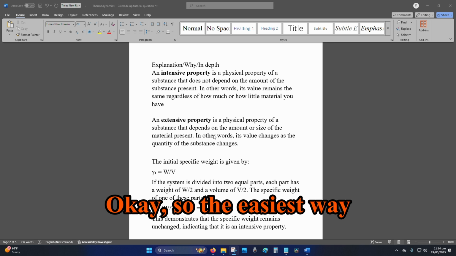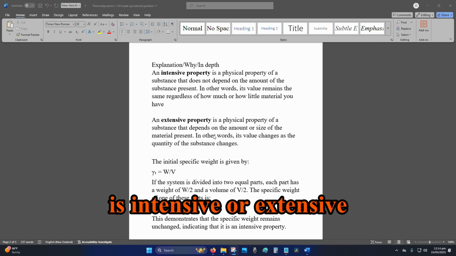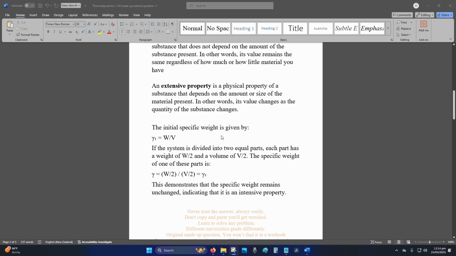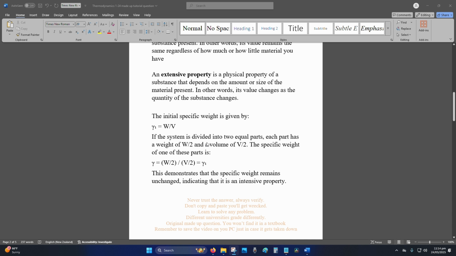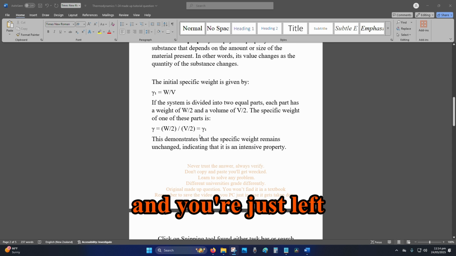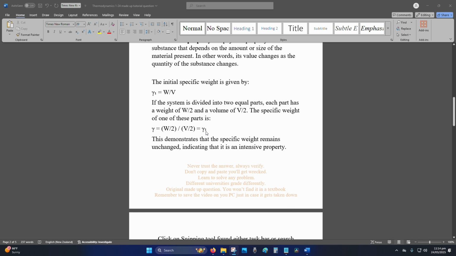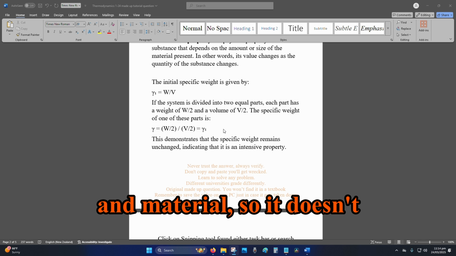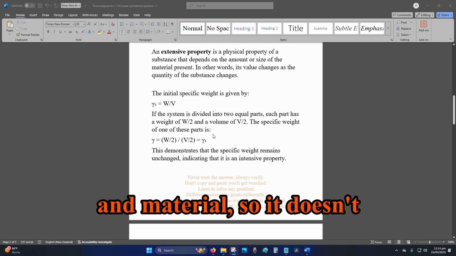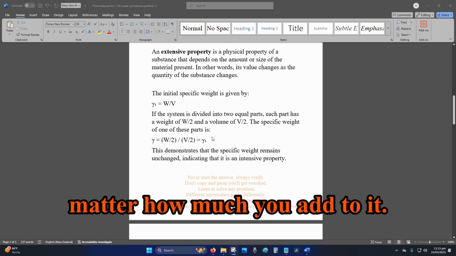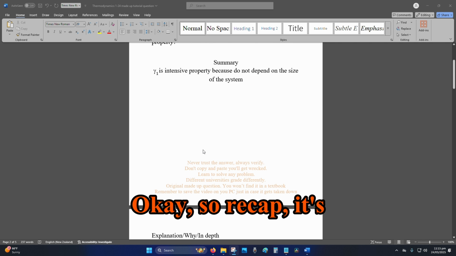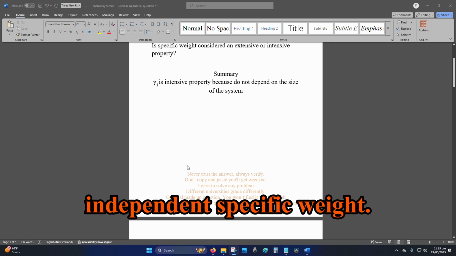Okay. So the easiest way to prove whether specific weight is intensive or extensive is simply dividing by 2. If you divide by 2, you will cancel them out and you're just left with the specific weight. So this indicates that it is independent of the system and material. It doesn't matter how much you add to it, it is separate from it. Okay, so recap, specific weight is independent.